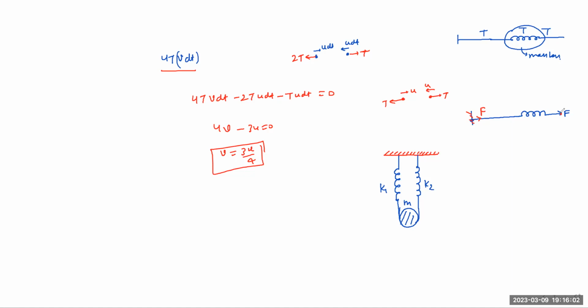Force can transmit without diminishing if objects are massless. This is what exactly you do here. When you say massless pulley, without this much relation, when you say this is T, this is T, this is massless, so the same force will transmit on the other side.